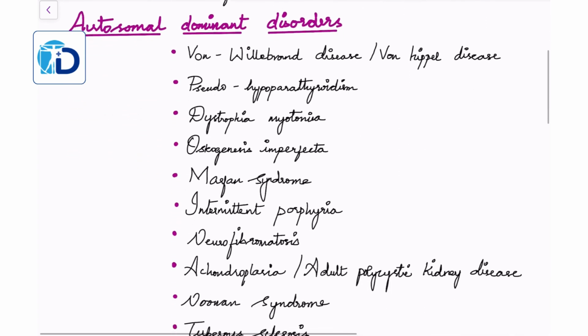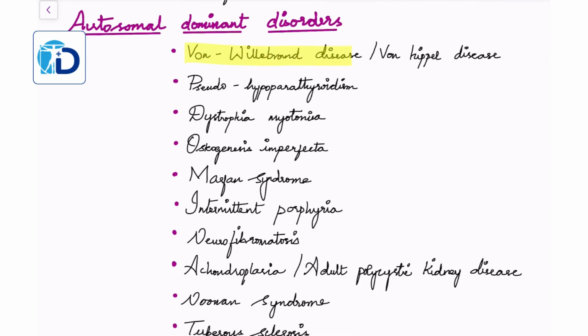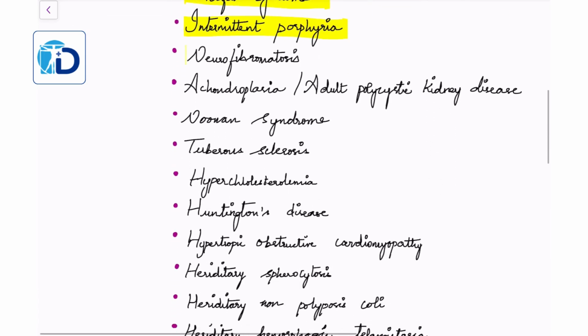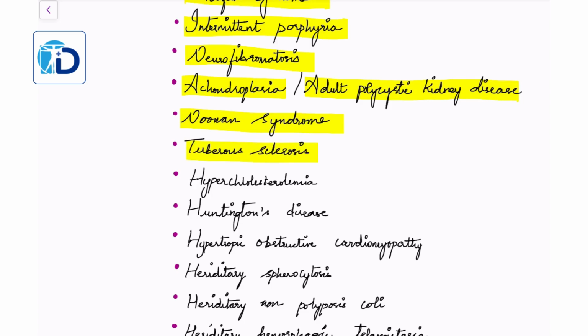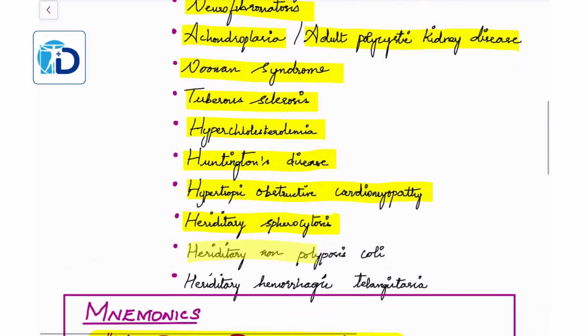Here comes the list of autosomal dominant disorders. Von Willebrand disease or von Hippel disease, pseudohypoparathyroidism, dystrophia myotonica, osteogenesis imperfecta, Marfan syndrome, intermittent porphyria, neurofibromatosis, achondroplasia or adult polycystic kidney disease, Noonan syndrome, tuberous sclerosis, hypercholesterolemia, Huntington's disease, hypertrophic obstructive cardiomyopathy, hereditary spherocytosis, hereditary non-polyposis coli, hereditary hemorrhagic telangiectasia.